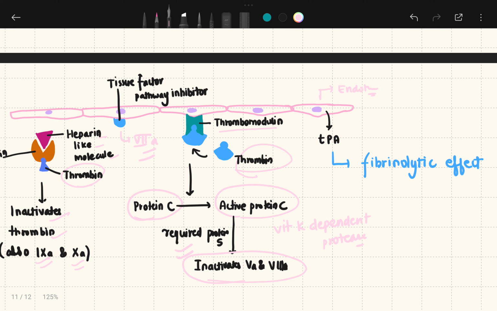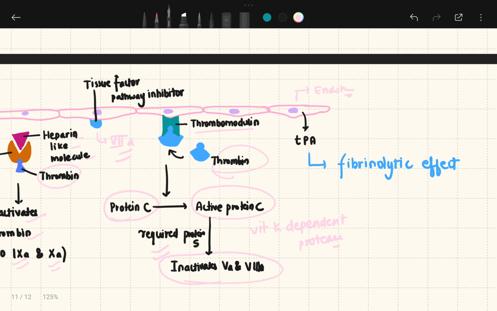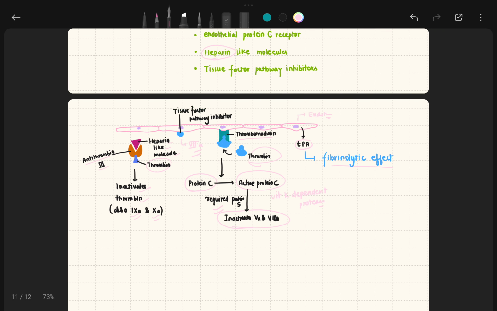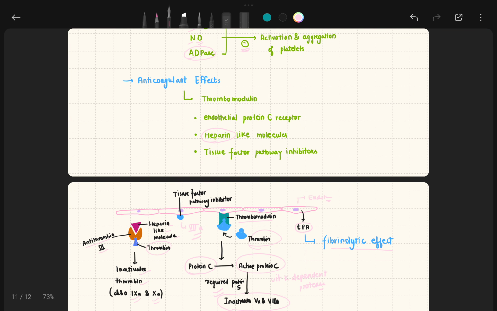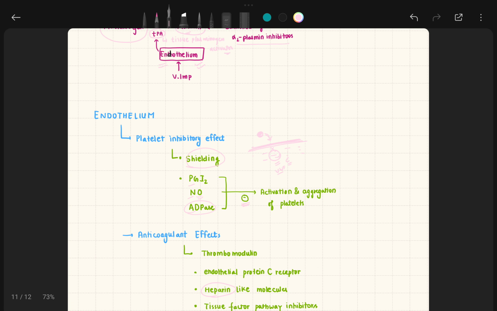Okay, what other effects is endothelium showing? It also releases tissue plasminogen activator, as we discussed earlier, that shows a fibrinolytic effect. It will convert the plasminogen into plasmin, and plasmin will break down the fibrin threads and also interfere in its polymerization. So that's it for the anticoagulation pathway. Very easy, right? Okay, thank you.